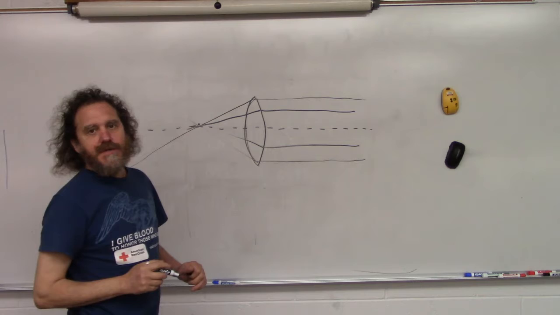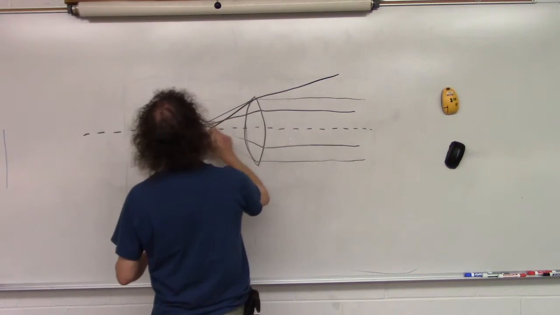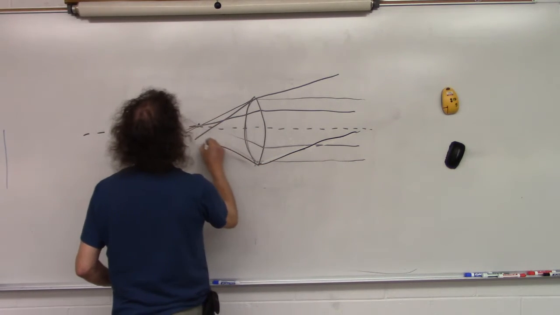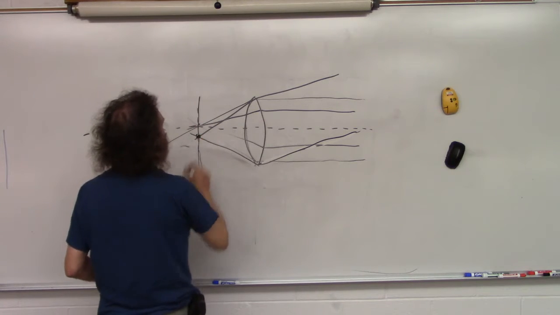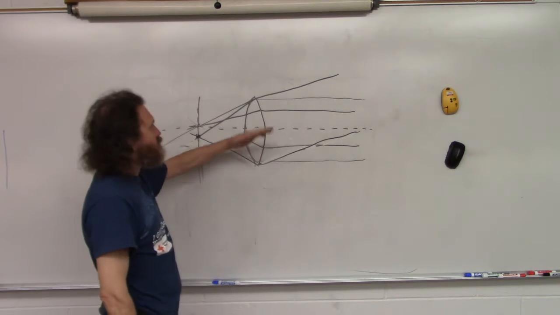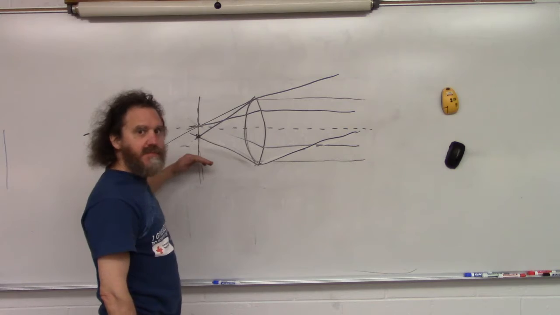But rays coming from a different angle, like say here, will come to a different point on basically that same plane. It's not exactly the same plane, but there will be multiple rays coming from different directions that will focus at different points on this plane.